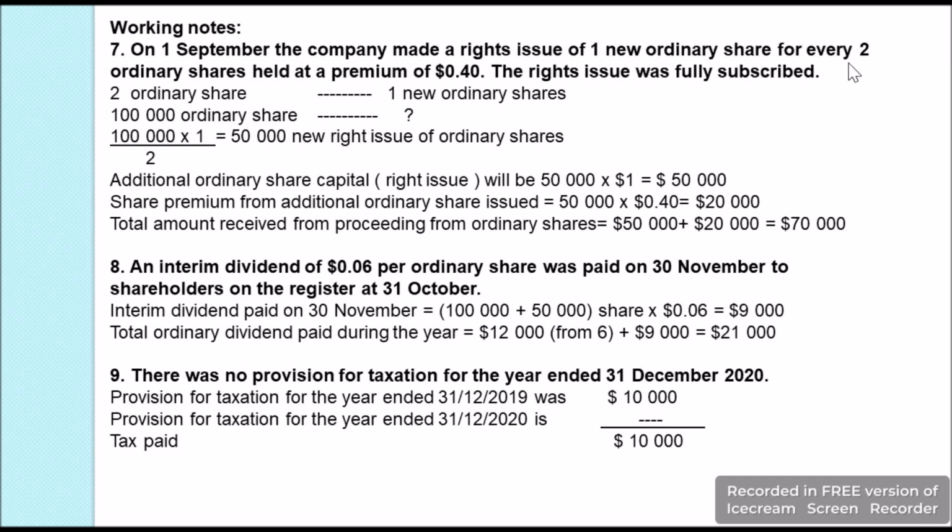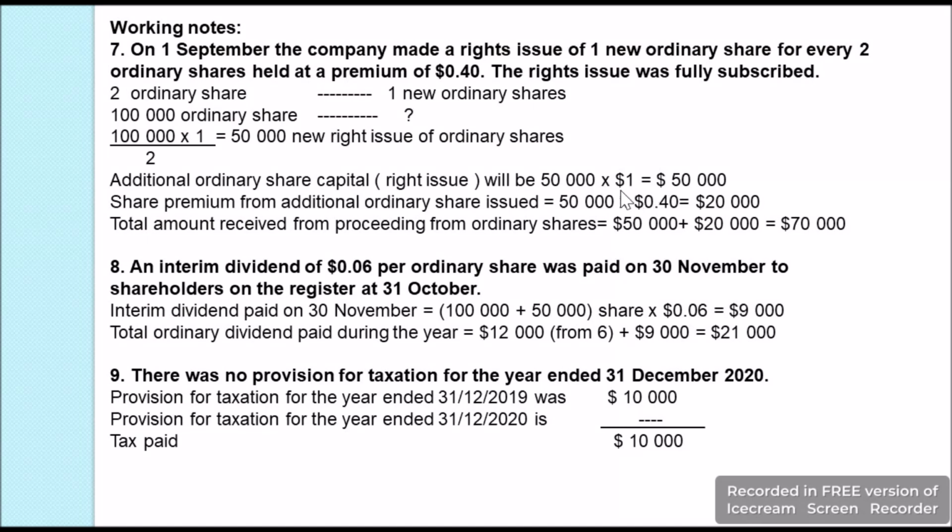In the seventh bit, it is stated that on 1st September, the company made a right issue of 1 new ordinary share for every 2 ordinary shares held at a premium of 40 cents. The right issue was fully subscribed. So this means if an ordinary shareholder has 2 ordinary shares, he will receive 1 ordinary share as a right issue. So we have 100,000 ordinary shares. So the right issue will be, we cross multiply this, that is 100,000 times 1 divided by 2, 50,000 new right issue of ordinary shares were made.